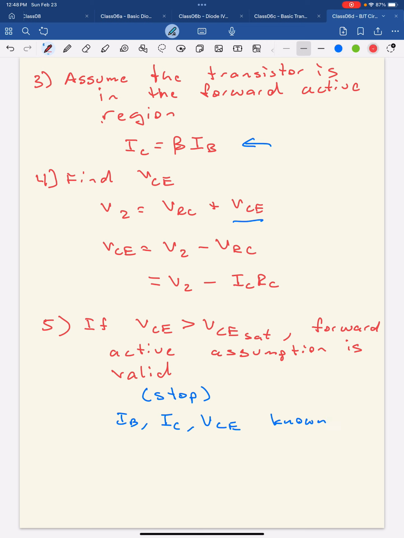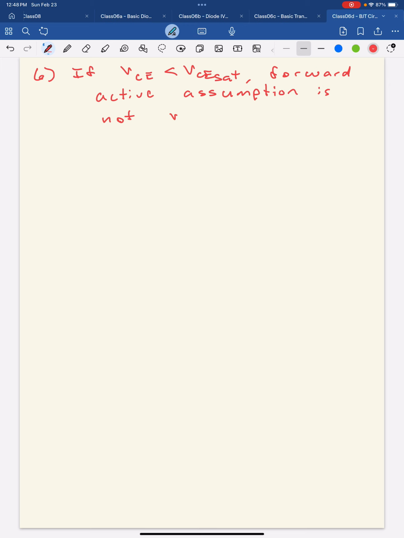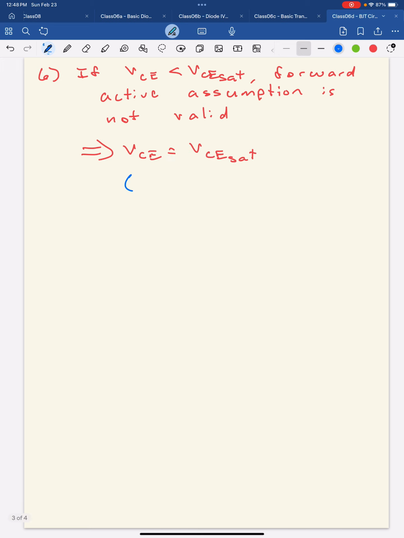On the other hand, go on to the next page here. The next step is if VCE is less than VCE sat, then the forward active assumption is not valid. In which case, we would say VCE equals VCE sat. But, important, IC is unknown. So we've kind of flipped those two.